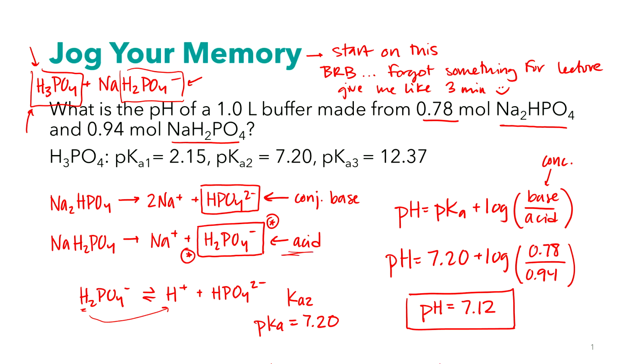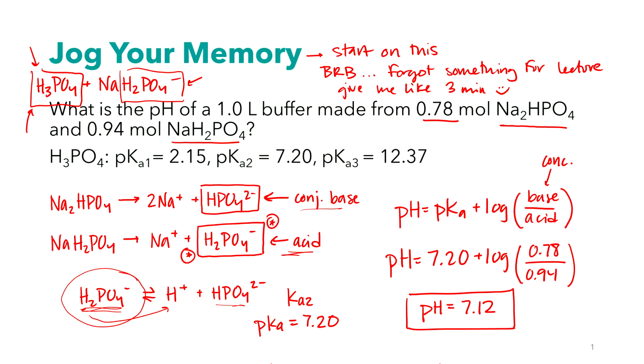I look at the relationship between them and say, this is my acid. It's giving up a proton to make its conjugate base. I should pull the pKa for that H2PO4 minus, and that's the second pKa. Yes, I'm going to think about it through the lens of the acid because our Henderson-Hasselbalch is set up with the pKa, which describes the acid.